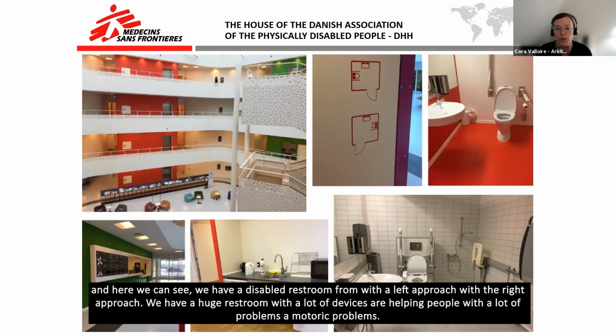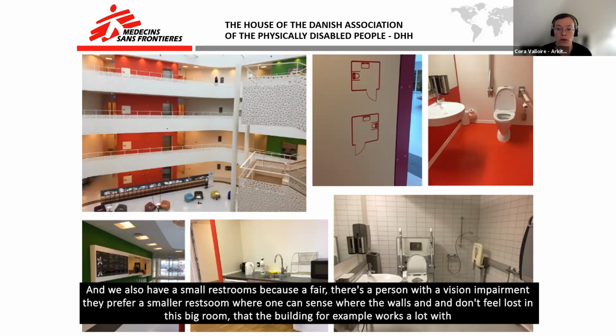Here we can see a disabled restroom with a left approach and one with a right approach. We have a huge restroom with a lot of devices for helping people with motoric problems. And we also have small restrooms, because a person with a vision impairment may prefer a smaller restroom where one can sense where the wall is and not feel lost in a big room.